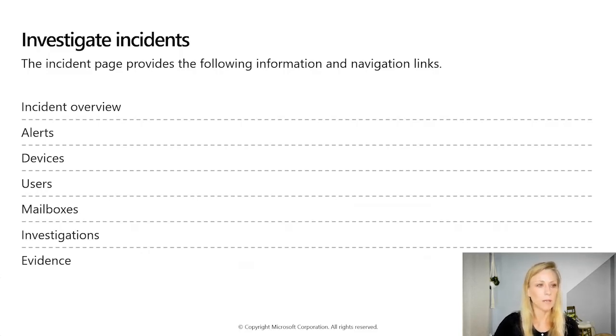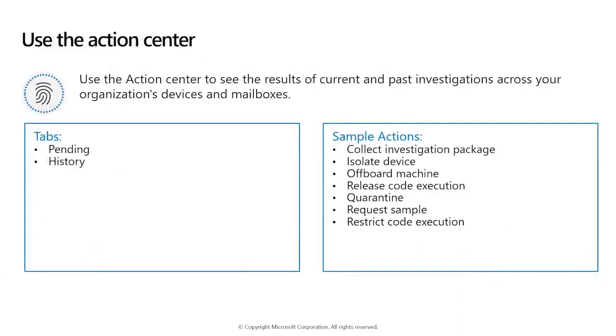Now we'll take a look at using the Action Center within Security Center to take actions on devices and mailboxes. You can use the Action Center to see the results of both current and past investigations across your entire organization's devices and mailboxes. Depending on the type of threat and resulting verdict, the remediation actions can occur automatically or upon approval by your organization's security operations team.